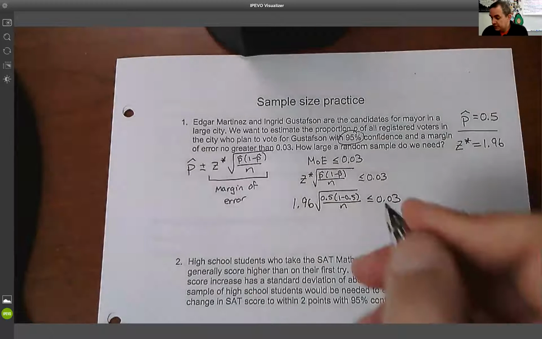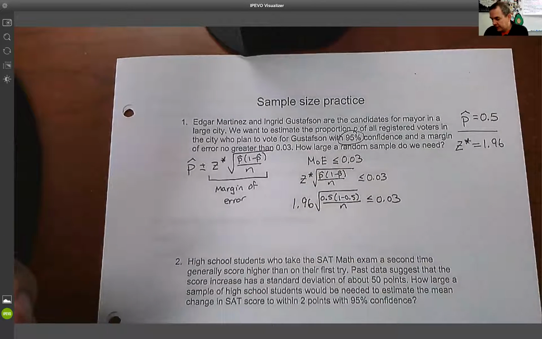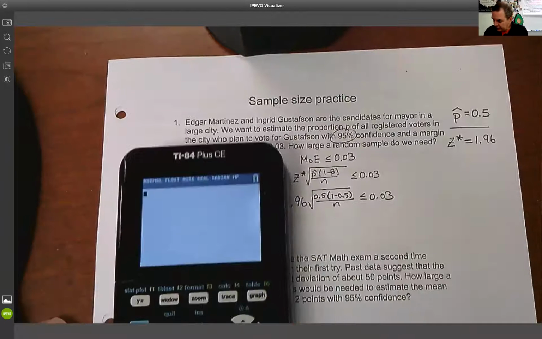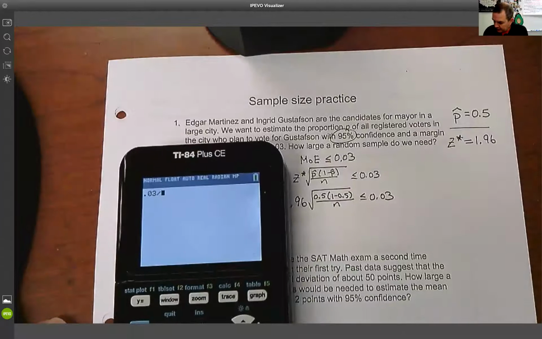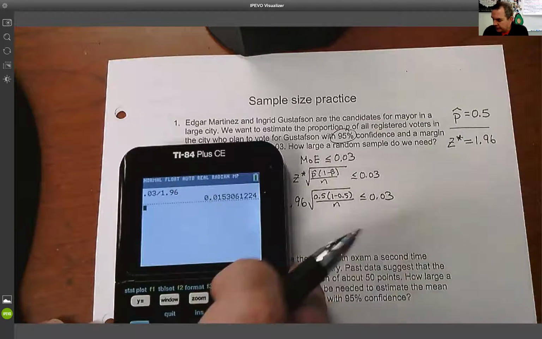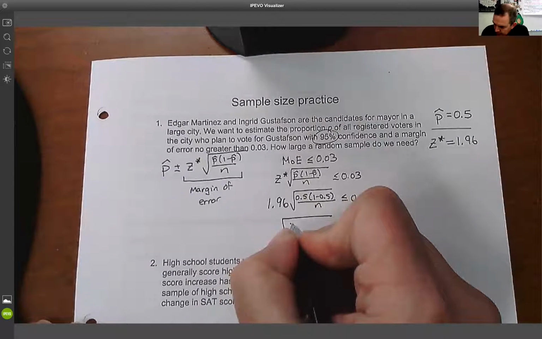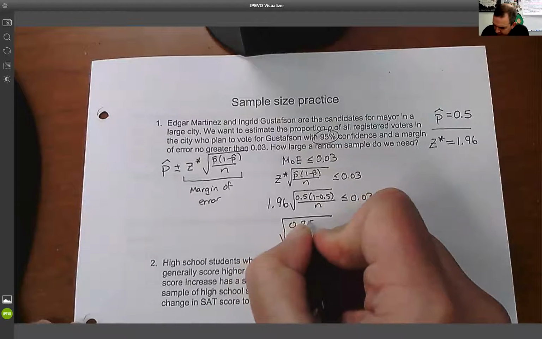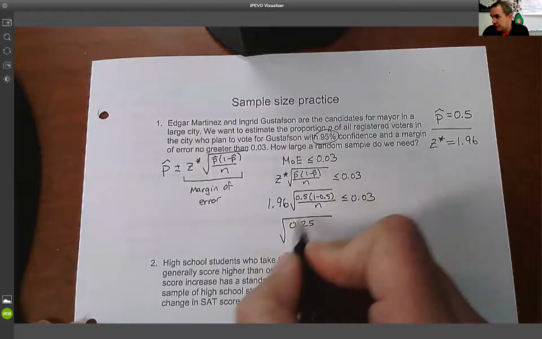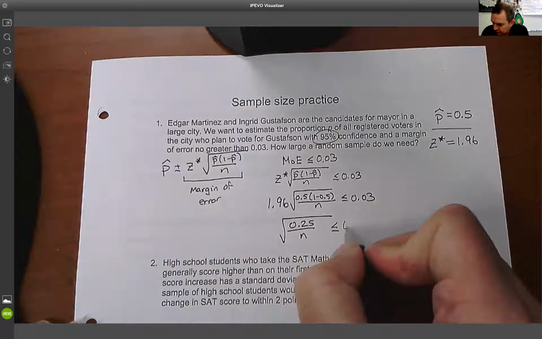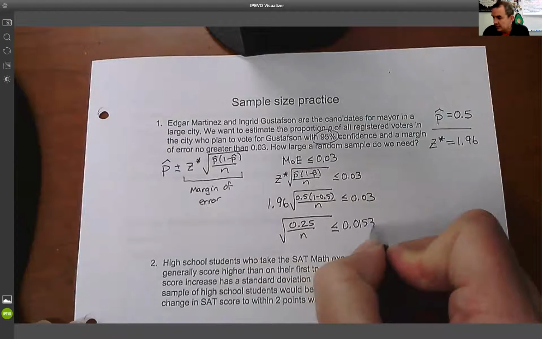The first thing I'm going to do is divide both sides by 1.96. I'm trying to get that radical by itself. So I'm going to divide 0.03 by 1.96, and that's going to give me 0.0153. I'm going to simplify the radical while I'm at it. That numerator is 0.5 times 1 minus 0.5. So it's the square root of 0.25 over N is less than or equal to 0.0153.